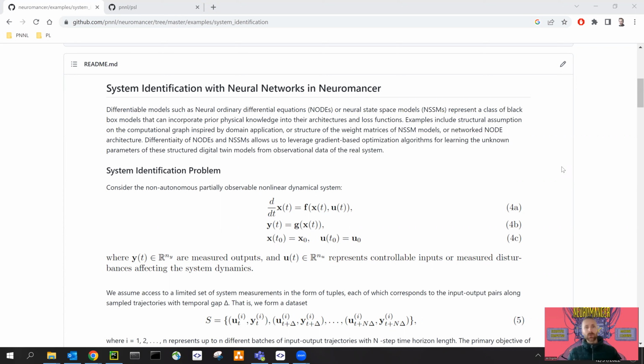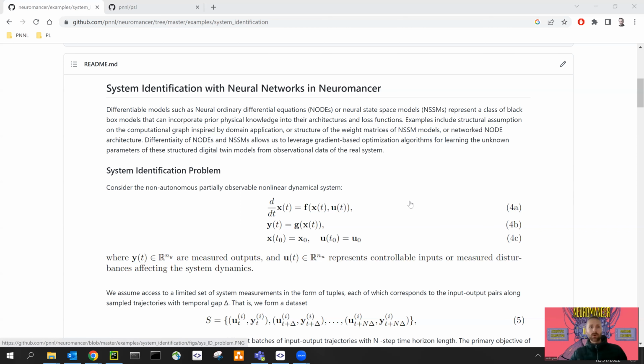After today's video, you will learn how to use differential models such as neural ordinary differential equations or NODEs, or neural state space models or NSSMs, incorporating prior knowledge into the architecture and loss functions and use them in learning dynamic system surrogates given time series data.